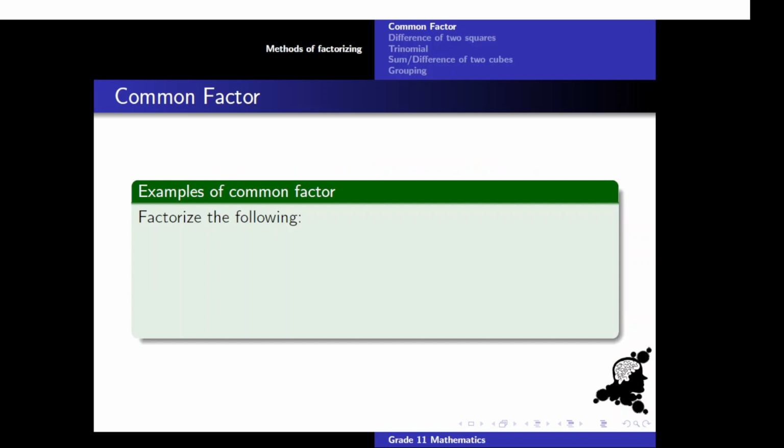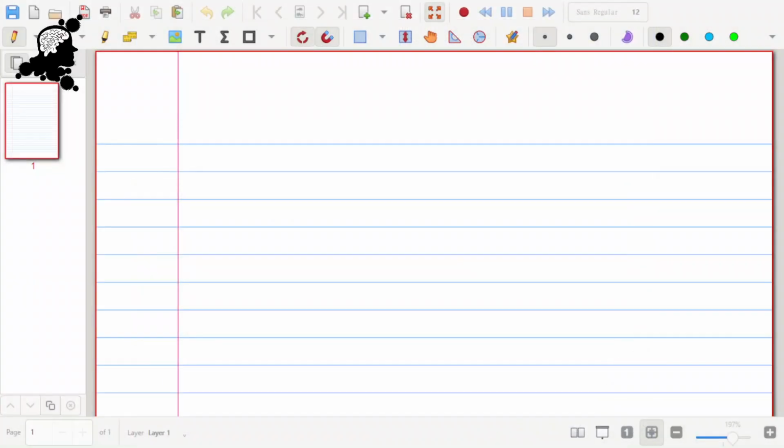So let's have a look at an example of the type of questions we'll deal with involving factorizing by a common factor. So there we have 2 sine theta tan theta minus tan theta. Let's go over to our writing pad and let us see how we can go about doing this.